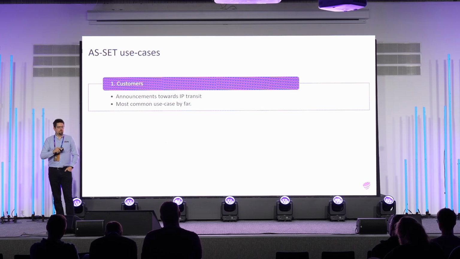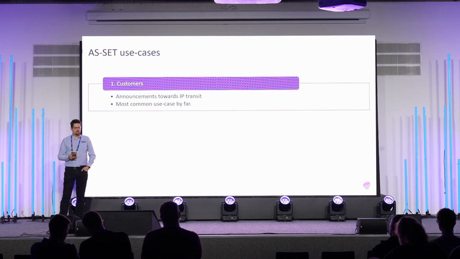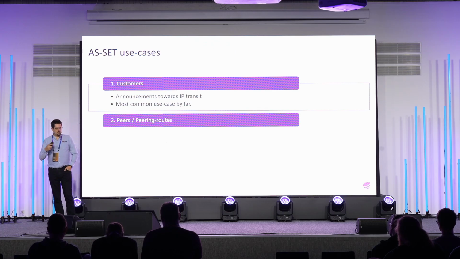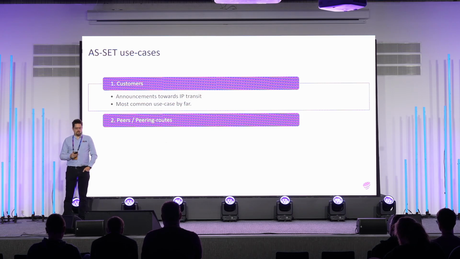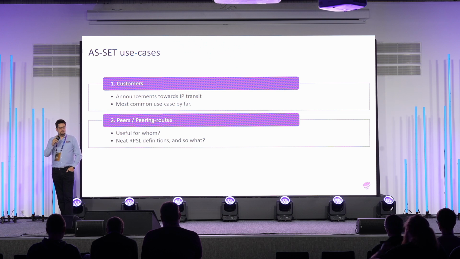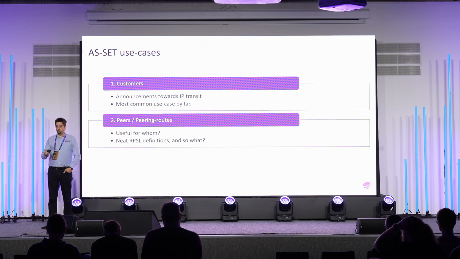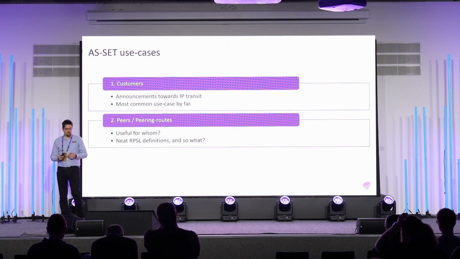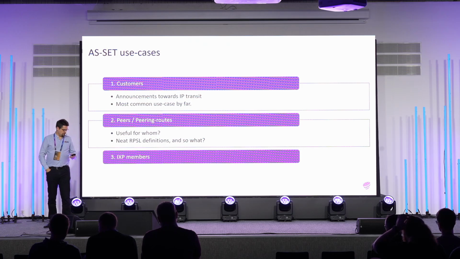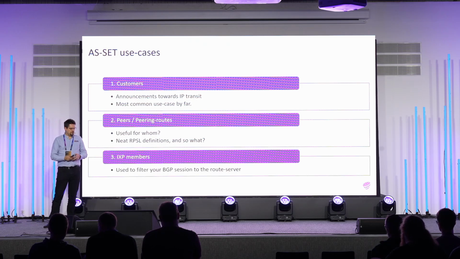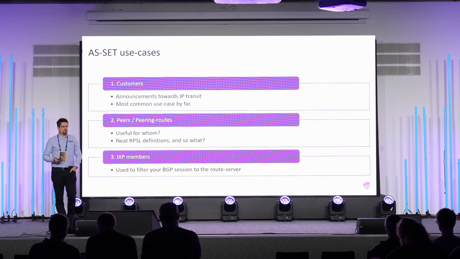But then there are some complexities to this. There are also some people who like to document, well, who am I peering with? These are my peers. I don't really know why that is useful. And then there are a lot of IXPs who will show, well, these are all the members of the IXP. And I suppose you could use that to filter your connections to the route server.